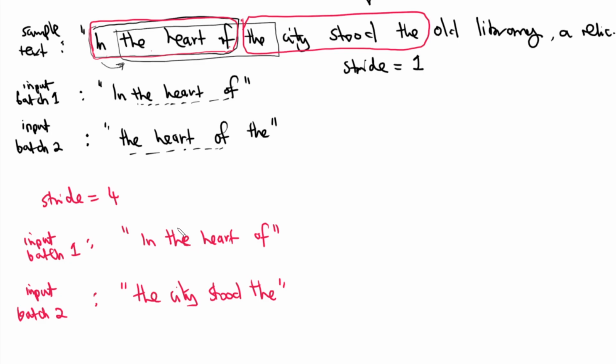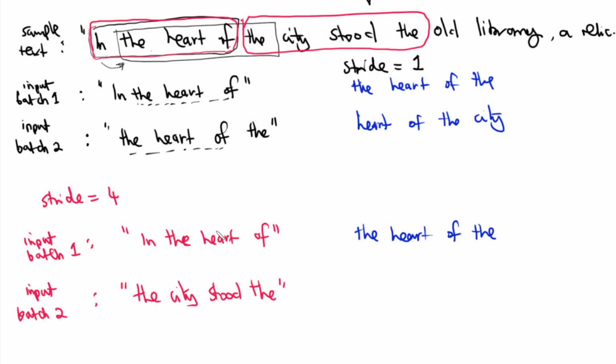There again, the y will always be the same, no matter the stride. So here, for input batch 1, the y was going to be the heart of the, and for the second batch it was going to be heart of the city, with a stride of 1. Also, when the stride is equal to 4, the input says in the heart of, and the y was going to be the heart of the, because we are moving plus one on the input. We are saying we are starting at city.